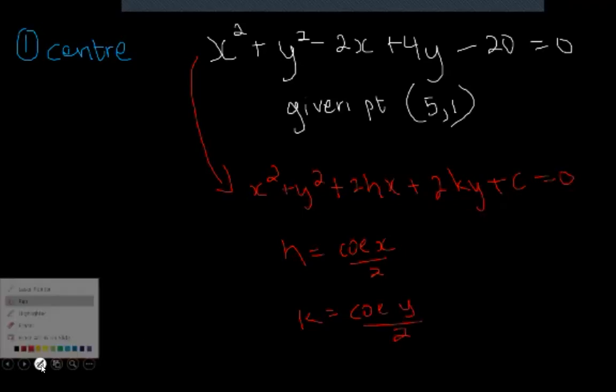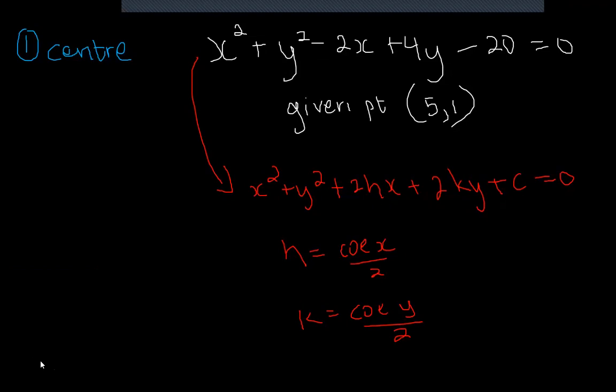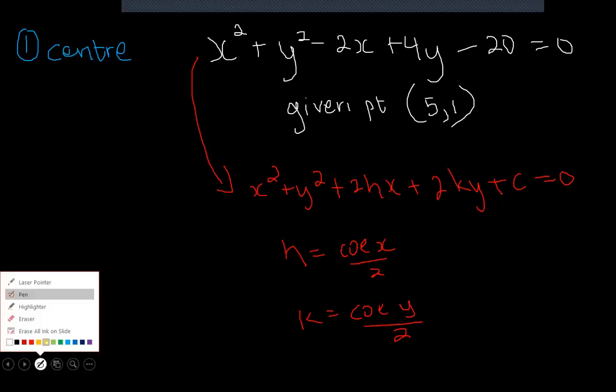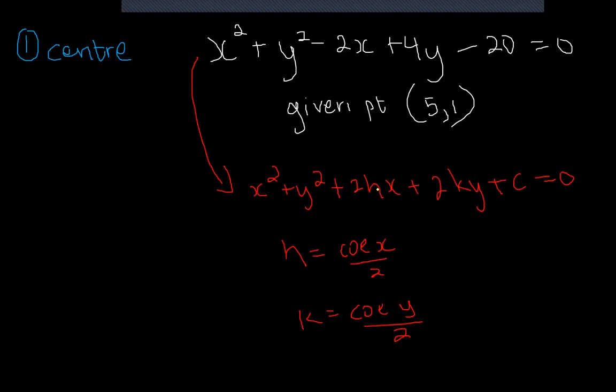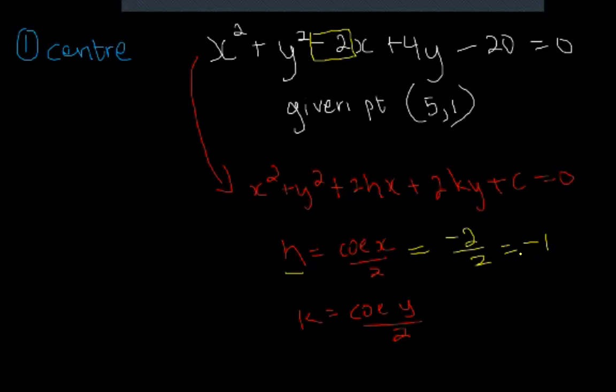What does coefficient mean? The coefficient of x is the number or the terms that come right before x. So in this case, minus 2 is in front of x. So my coefficient of x is minus 2. That's why I would put here minus 2 divided by 2, which is equal to minus 1. So h is equal to minus 1.